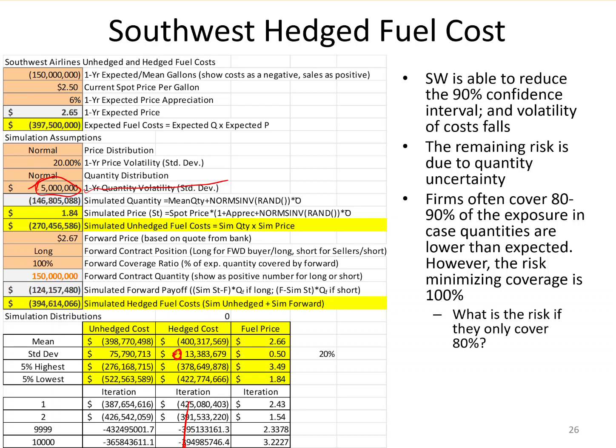And you can also say that many firms only hedge 80 to 90% of their exposure. And that's because maybe the quantity could be much less and they don't want to be on the hook to buy so much fuel. So it's common to do an 80 to 90% hedge ratio. And that would make this number just a little bit higher. All right. So you can play with the model, and the firms can determine which level of hedging they'd like to do.